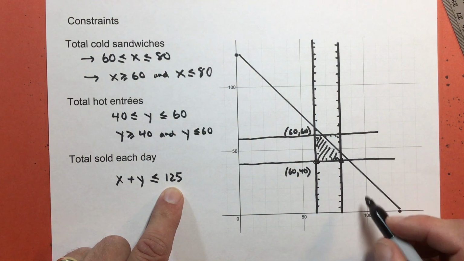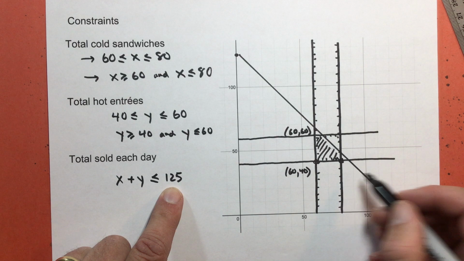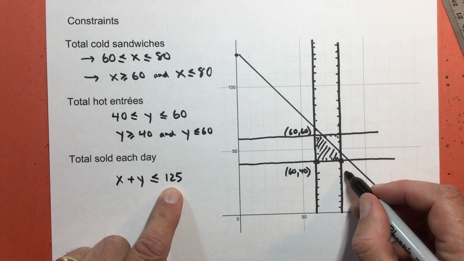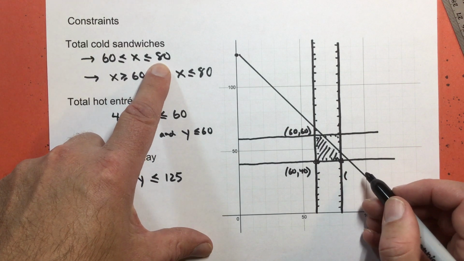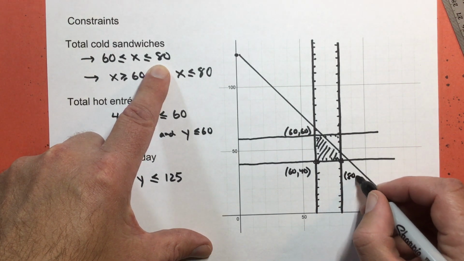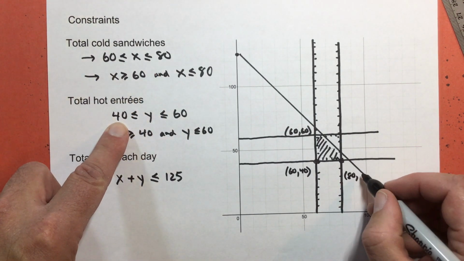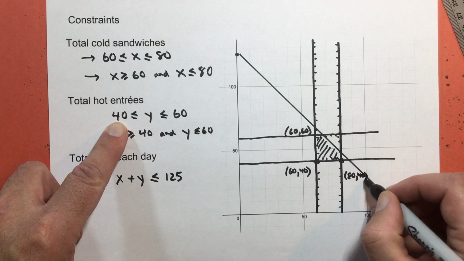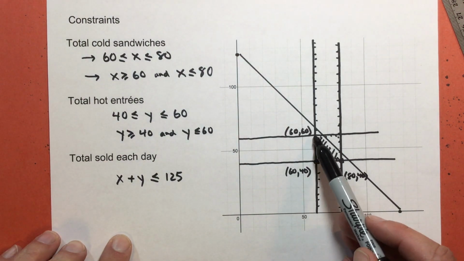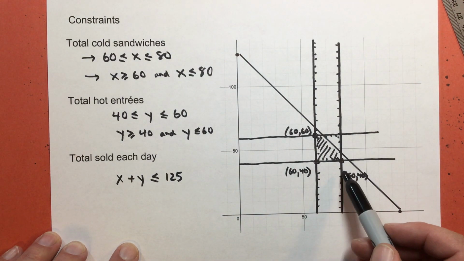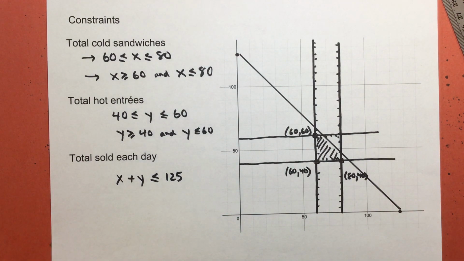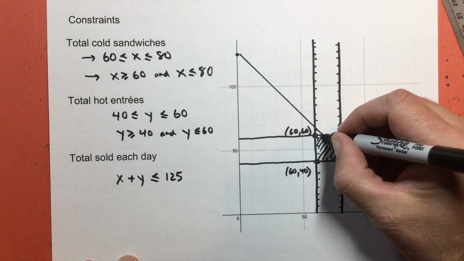Right here, I'm going to find a place to write it because I don't have much room here. This is going to be the maximum number of sandwiches, which is 80, and the minimum number of entrees, which is 40. Now, all of these are on horizontal or vertical lines. I don't need to do substitution or elimination to figure them out, okay? Those are obvious.